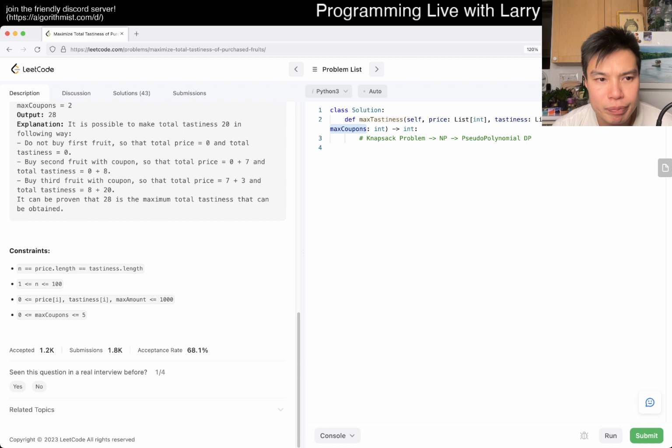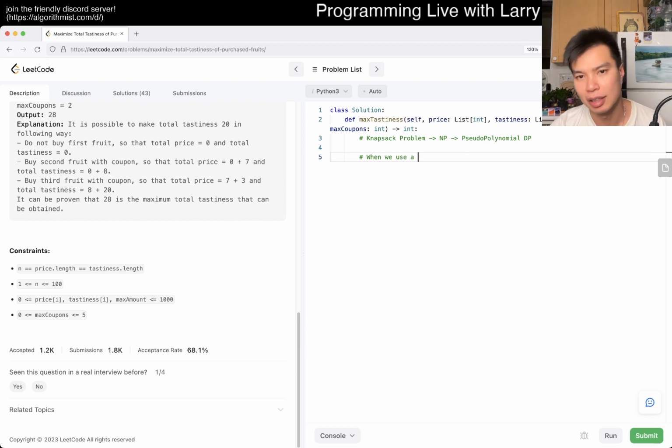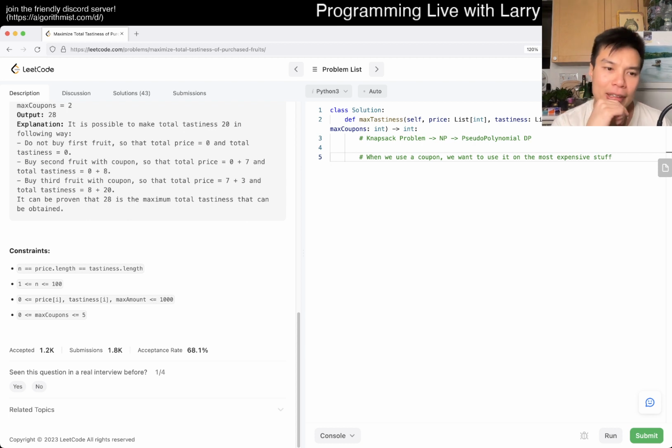Okay, there are a couple of observations, or at least properties, that I can make. When we use a coupon, and maybe I'm just taking notes because I don't know the answer at this current time, I'm not definitive on an answer, though I do have an idea. When we use a coupon, we want to use it on the most expensive stuff. Makes sense so far, right?